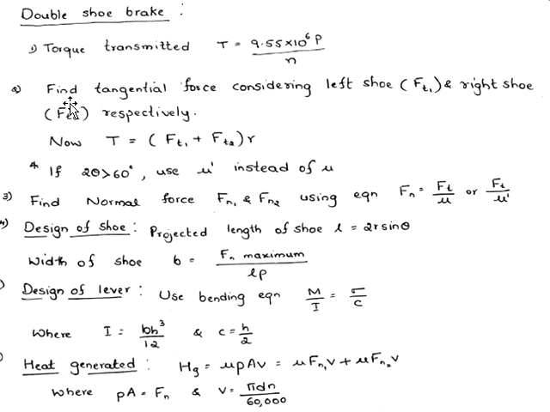Step number 2, calculate tangential force. Since there are two blocks here, we have to calculate the tangential force in the left shoe as well as in the right shoe. To calculate this Ft value, refer page number 267, identify the right diagram, then use the appropriate equation to find Ft1 as well as Ft2. Here Ft1 is by considering the left shoe, Ft2 is by considering the right shoe.